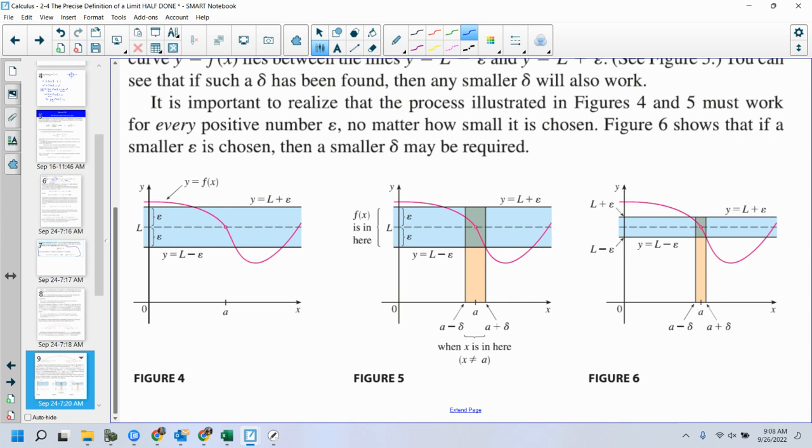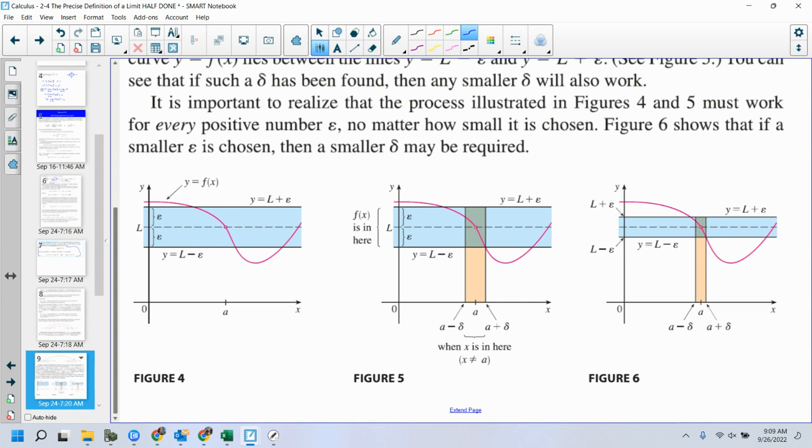Okay? It will say definitively that if you add or subtract delta from a, the y values, when you plug those x values in, will definitely fall in my acceptable range. And what we are saying here with the precise definition is this. We are saying that if you continually make epsilon smaller and smaller, a delta exists that will make that happen. You could make epsilon as small as you want it, and delta will exist that will provide you with those y values smaller and smaller.